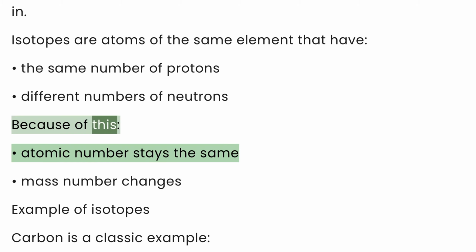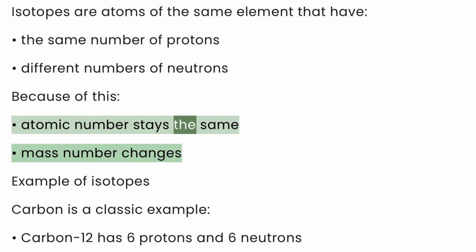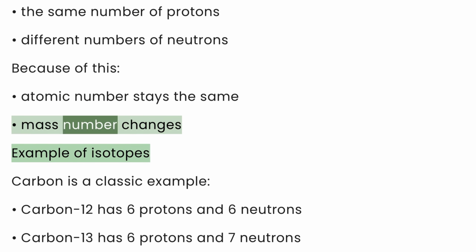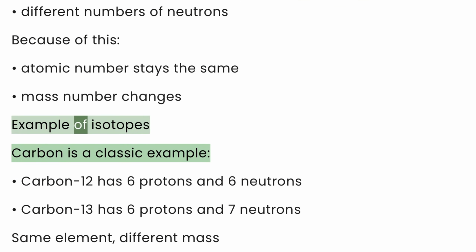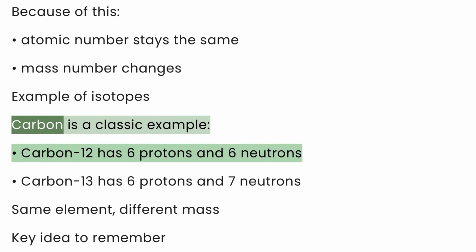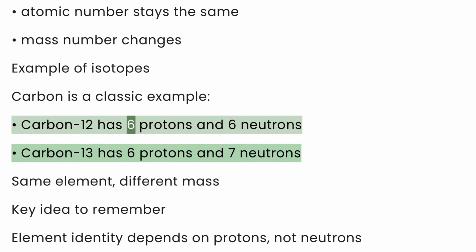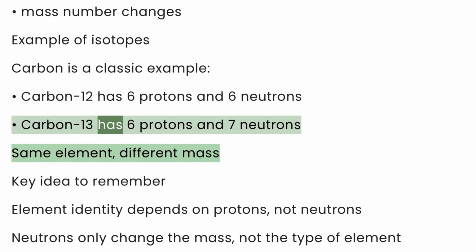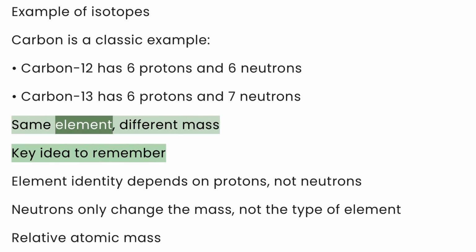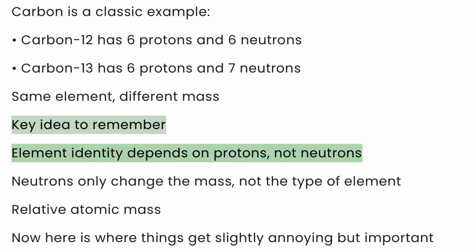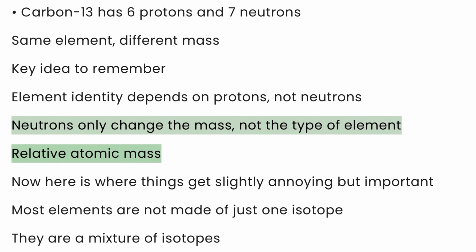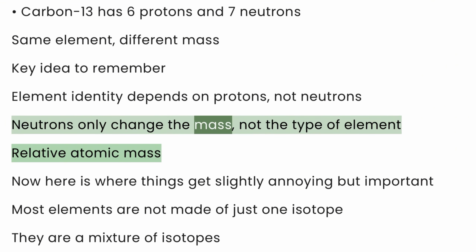Because of this, atomic number stays the same. Mass number changes. Example of isotopes. Carbon is a classic example. Carbon-12 has 6 protons and 6 neutrons. Carbon-13 has 6 protons and 7 neutrons. Same element, different mass. Key idea to remember. Neutrons only change the mass, not the type of element.